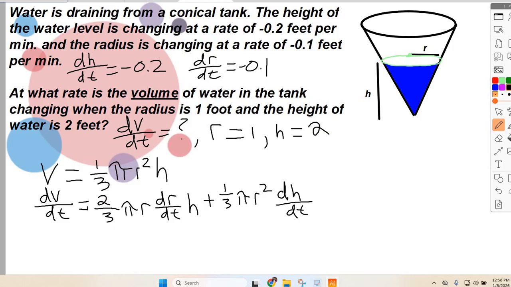Because then, if you notice on the right hand side, I have all of that stuff. We have r, we have h, we have dr/dt, and we have dh/dt. So then we can just type dr/dt is r - 0.1.